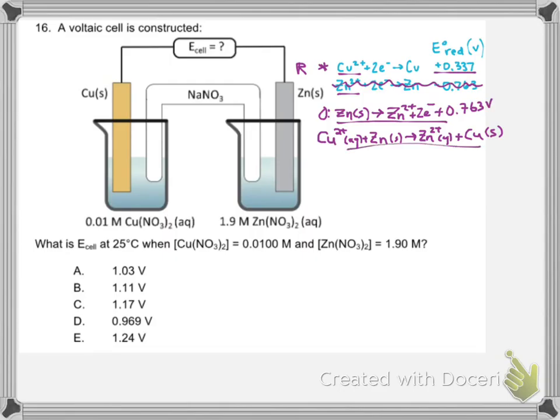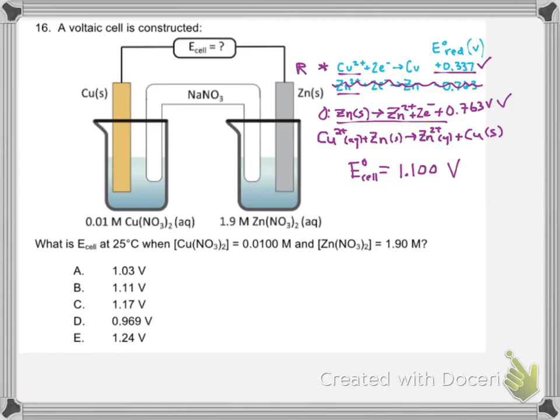So here is our overall reaction, and then in order to get the E standard of the cell, we just have to add together the reduction potential of what's being reduced plus the oxidation potential of what's being oxidized. And so our E standard for our voltaic cell here happens to be equal to 1.100 volts. Neat. Okay, but the question is, are we done?